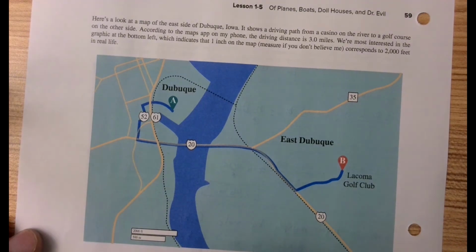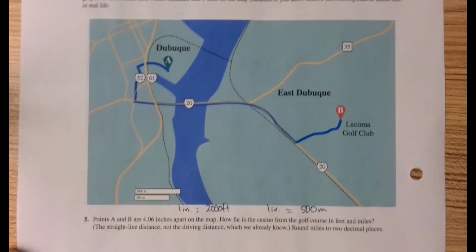So we could write this in the same form we had before. We could say 1 inch corresponds to 2,000 feet in the real world. So 1 inch of this map is 2,000 feet in the real world, or 1 inch is equal to 500 meters in the real world.